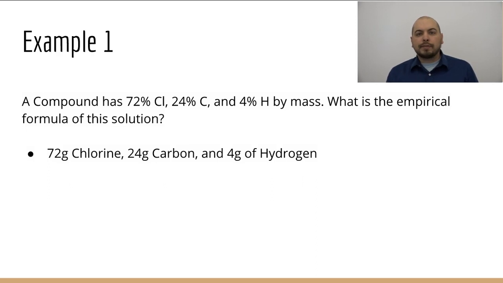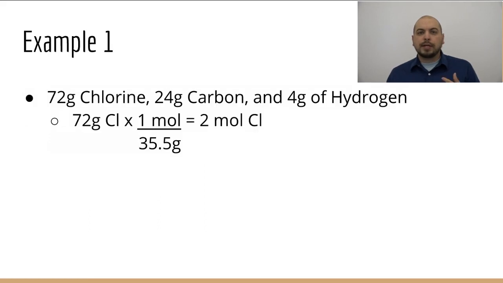In this example problem, we're given that a compound by mass is 72% chlorine, 24% carbon, and 4% hydrogen. The easiest way to solve a problem like this is to assume we have 100 grams of our sample. This makes things easy, because now we can convert from percentage into grams. Because we had 72% chlorine, in a 100 gram sample, 72 grams would be chlorine. Same thing with carbon, where you'd have 24 grams of carbon, and 4 grams of hydrogen.